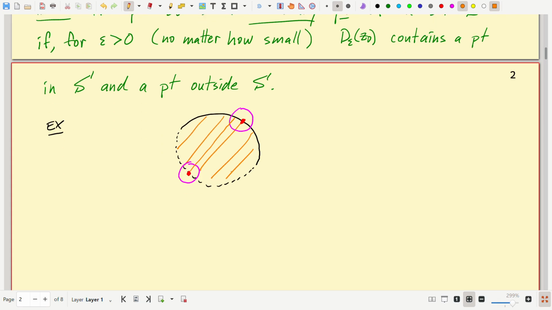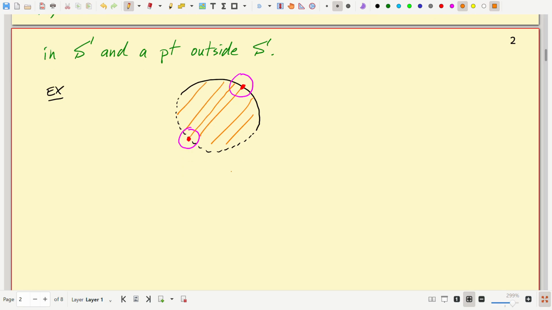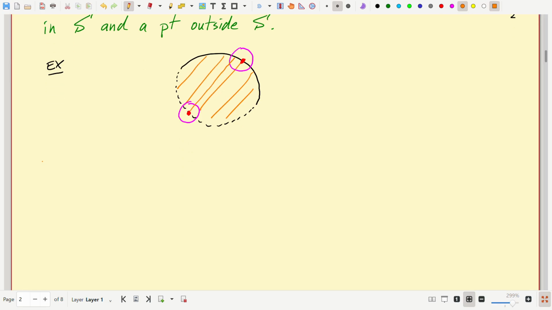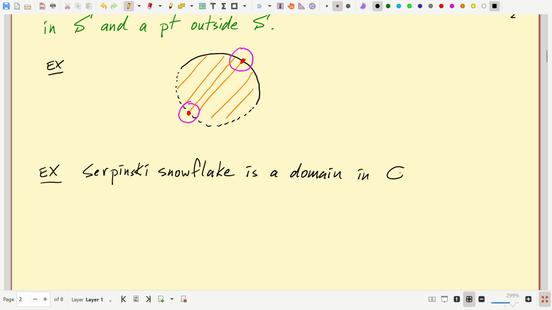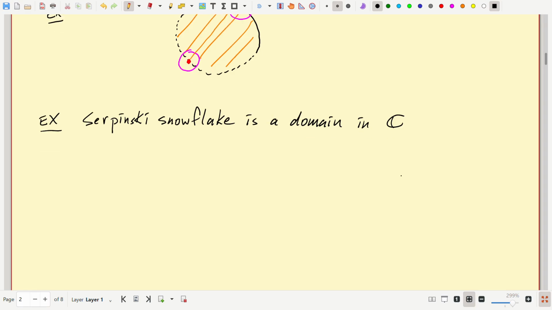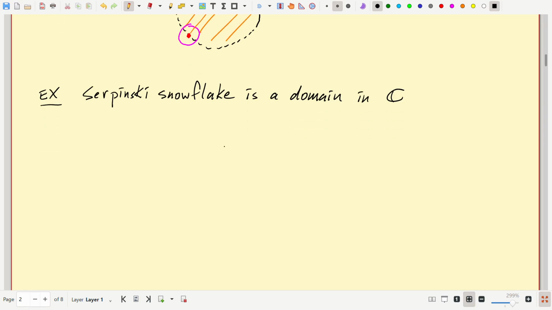And of course, you can get some pretty wild and crazy domains. One of my favorite wild and crazy domains is the Sierpinski snowflake. It is a domain in C. Let's see, how do you make the Sierpinski snowflake? You've probably seen it in a picture in a book.